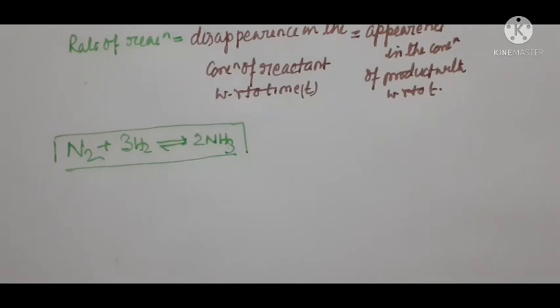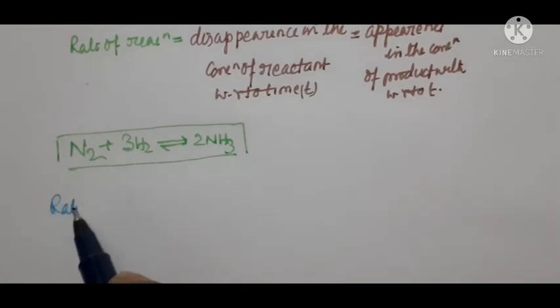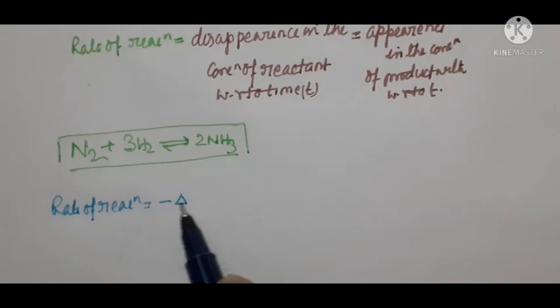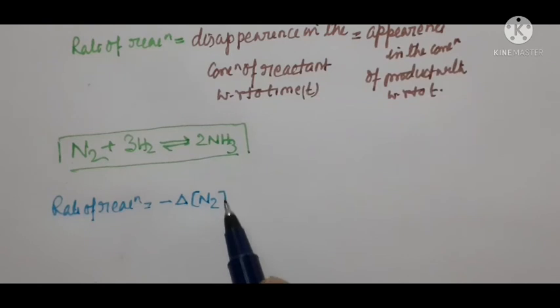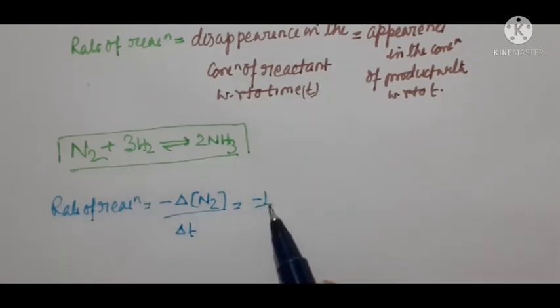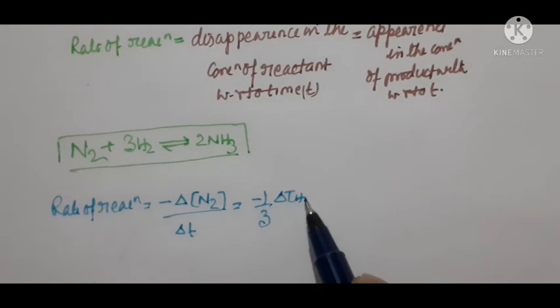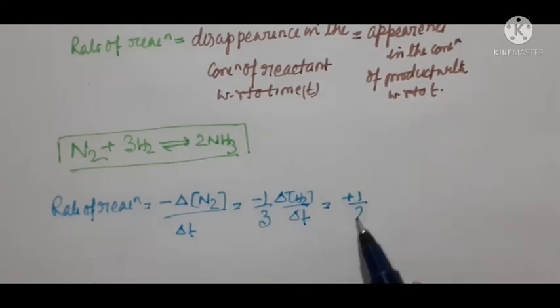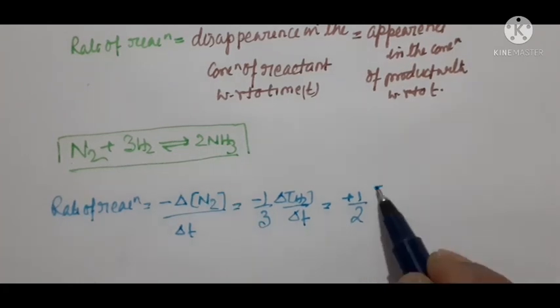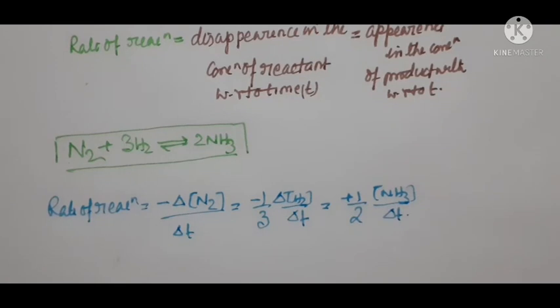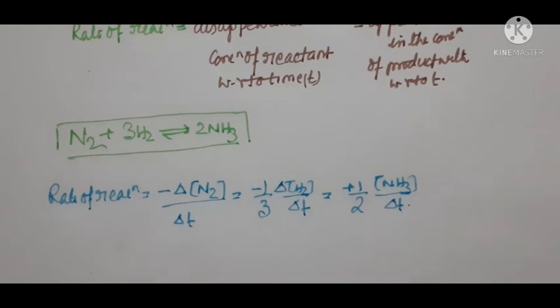Very simply we can write the rate of reaction: on the reactant side minus del N2, concentration written in square brackets, by del T. There is a coefficient 3, so this can be written as minus 1 by 3 del H2 by del T, and ammonia is on the right hand side with coefficient 2, so plus 1 by 2 del NH3 by del T. This is the very simple method by which we can write the rate of the reaction.